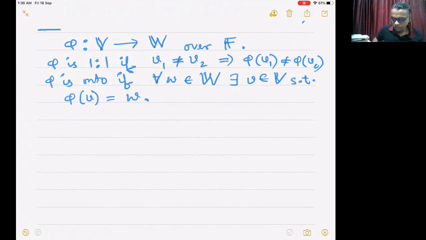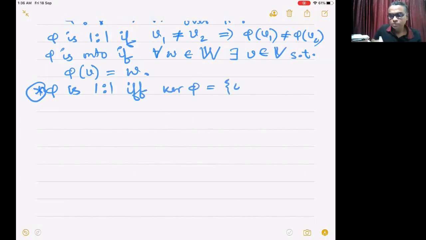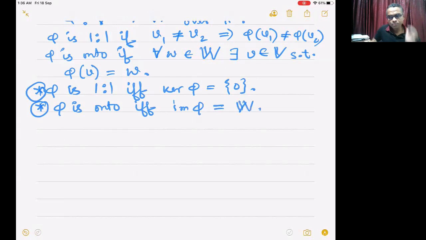And then we have found out that these two are very important results. Phi is one-to-one if and only if kernel phi is the trivial zero subspace only. Similarly, phi is onto if and only if image of phi is all of W. In general, it's a subspace, but for phi to be onto, it's necessary and sufficient that the image of phi should be all of W.